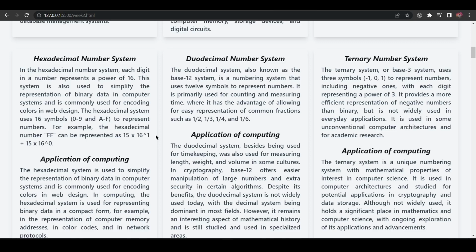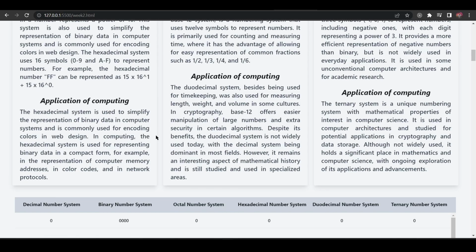For example, the hexadecimal number FF can be represented as 15 times 16 up arrow 1 plus 15 times 16 up arrow 0. So, the application of computing the hexadecimal system is used to simplify the representation of binary data in computer system and is commonly used for encoding colors in web design, just like I said a while ago.